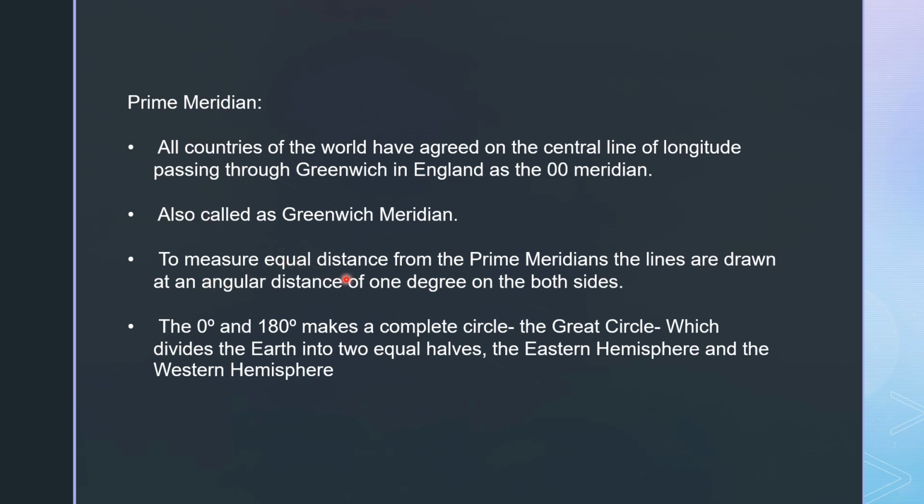To measure equal distance from the prime meridian, lines are drawn at an angular distance of 1 degree on both sides. The 0 degree and 180 degree meridians make a complete circle, the great circle, which divides the earth into two equal halves, the eastern hemisphere and the western hemisphere.